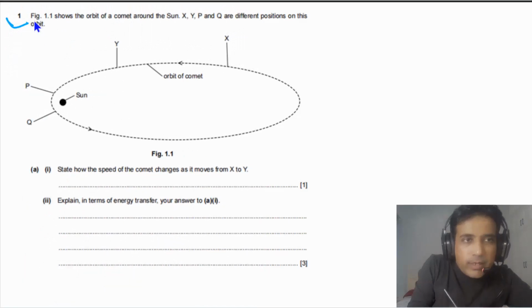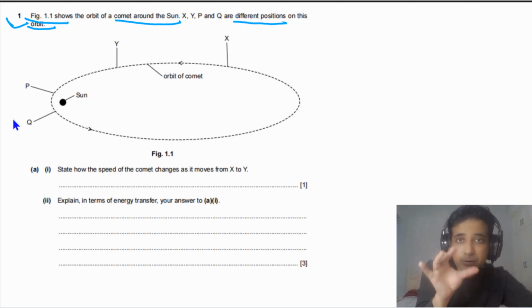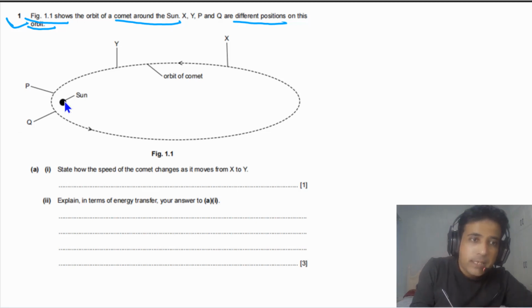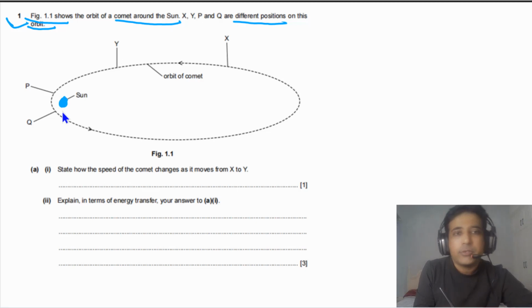For question number 1, it is given to us figure 1.1 shows the orbit of a comet around the sun. X, Y, P and Q are different positions on this orbit. So this is an elliptical orbit, and X, Y, P and Q are positions on this orbit. And the sun is located at this point.